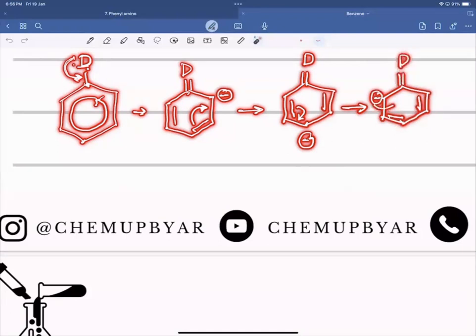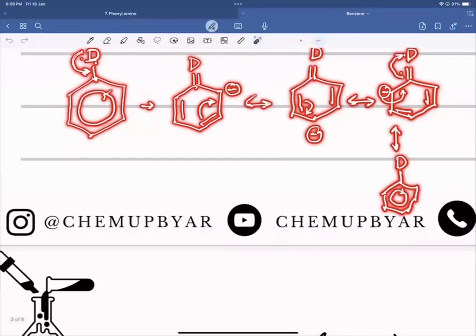Now, if this charge is introduced over here, then the electron donating group takes the electrons back. As a result, the negative charge or pair of electrons in the ring is delocalized between the 2, 4, and 6 positions. So the electrophile will be attracted there.